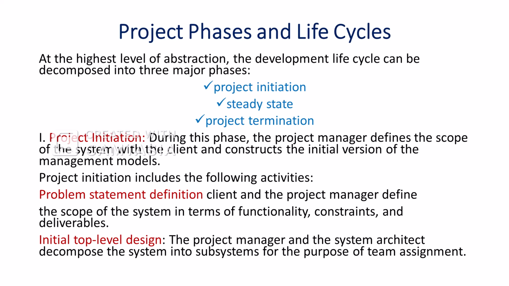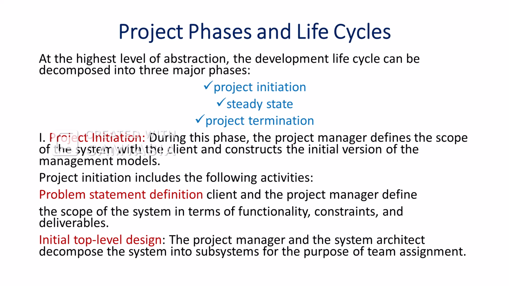Now, let's see project phases and life cycles. At the highest level of abstraction, the development life cycle can be decomposed into three major phases: project initiation, steady state, and project termination. These three project phases have a crucial role in every project. Let's look at project initiation. During this phase, the project manager defines the scope of the system with the client and constructs the initial version of the management model.